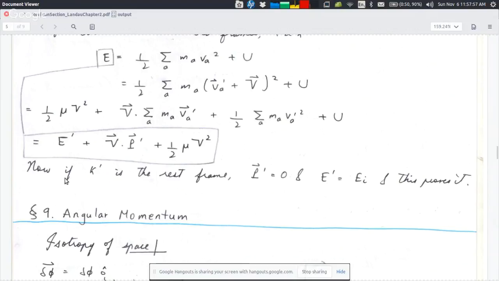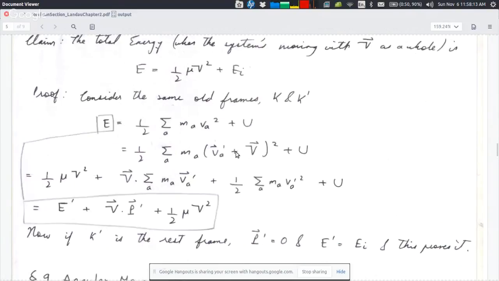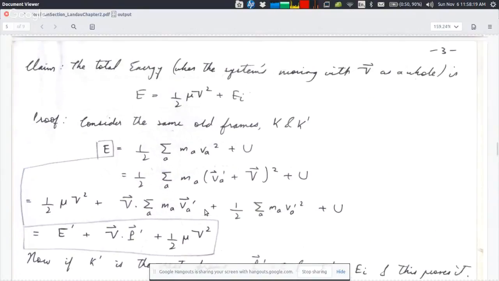So now, if K prime is the rest frame, then P prime is zero by definition of rest frame. So that means that your E prime is equal to E_I, and half mu v square is, so mu is the mass and v square is the velocity of the frame. So when the system is moving with the velocity v as a whole, its energy will be given by half mu v square plus E_I, which is the internal energy.